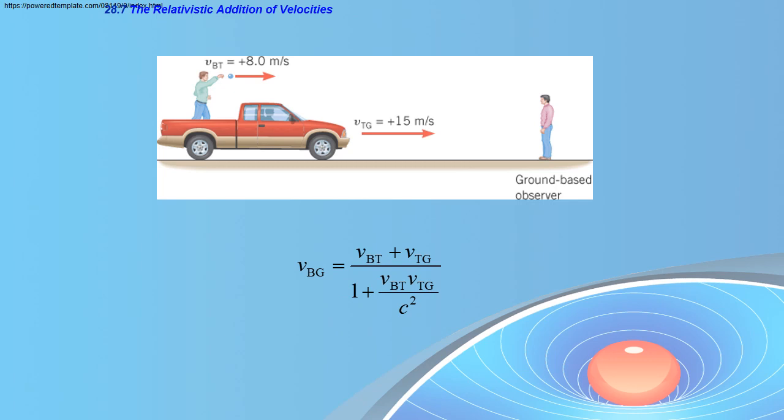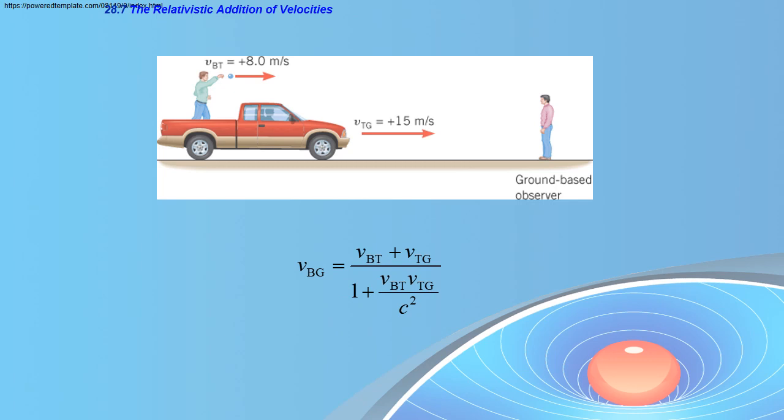So if you're adding vectors, adding velocities, normally I would say the velocity of the ball to the ground is equal to the velocity of the ball to the truck plus the velocity of the truck to the ground. And I would say, okay, that ball is going 23 meters per second.